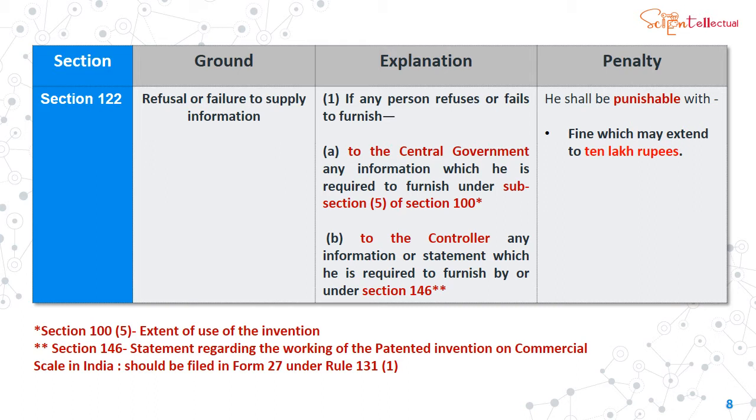Under section 46, there is a statement regarding working of patented invention on commercial scale in India. One should file Form 27 under Rule 131, Sub-Rule 1 and Section 146, where he should furnish details about the working of his patented invention on commercial scale in India. If he fails to do so, even after the controller asks him, then he will be punishable.